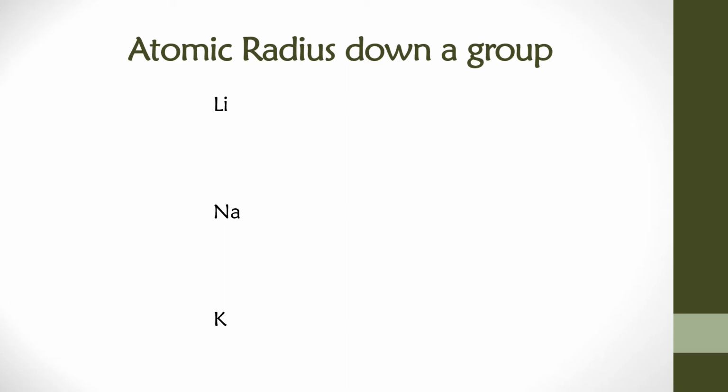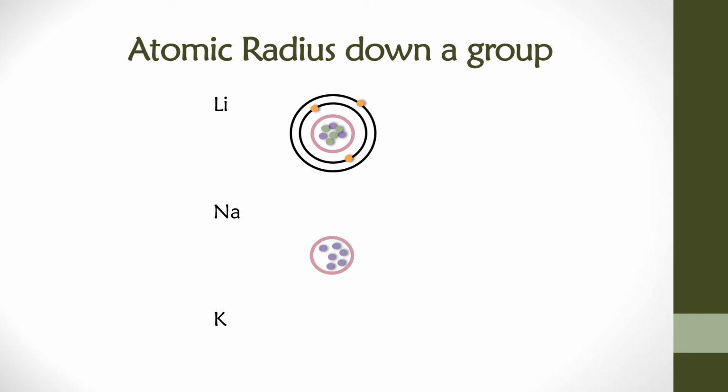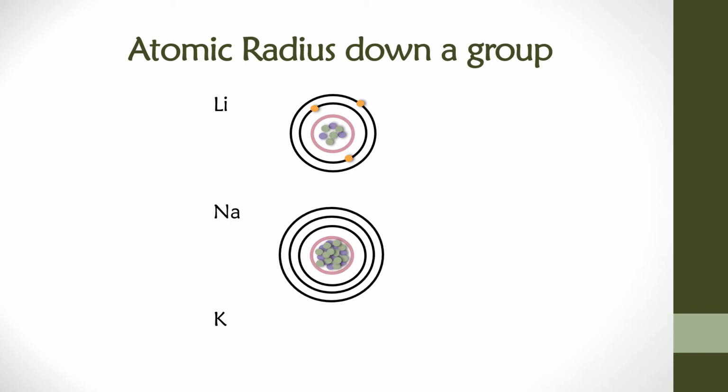Let's look at some of the elements. Here I am looking at the elements from group 1. We've got lithium, then we have sodium, then we have potassium. In lithium, once again, we have the nucleus in the middle, we have the protons and the neutrons, we have 2 shells, and we've got 3 electrons. In the sodium, we have once again got the nucleus. Now notice how this nucleus has more protons, it has more neutrons, and then we have 3 orbits, and here we've got the electrons in them.